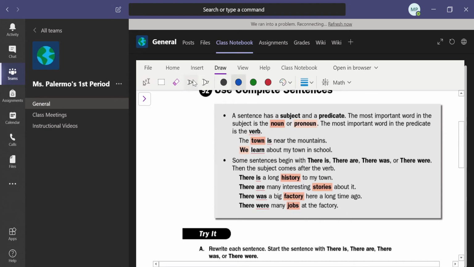There is is singular, meaning it's talking about one noun. There are is plural. Okay? So let's go on to there was. There was is also singular. There were is also plural.